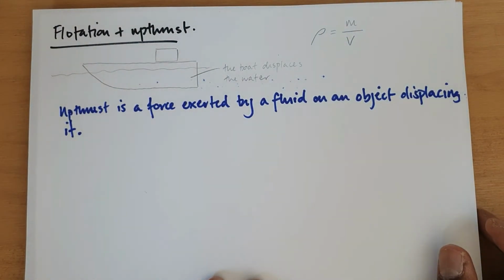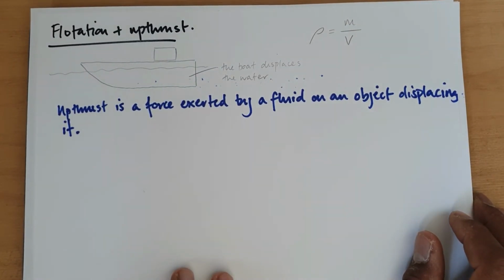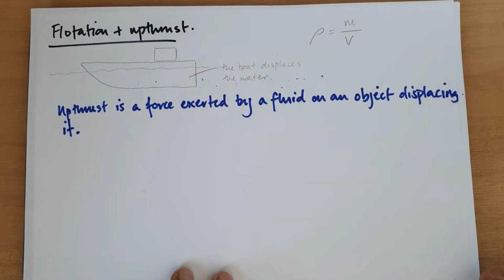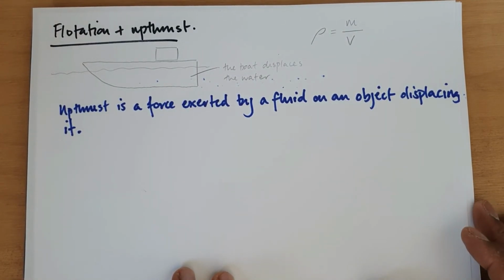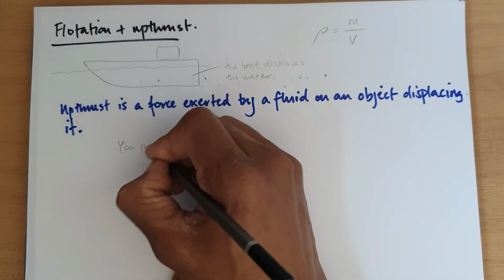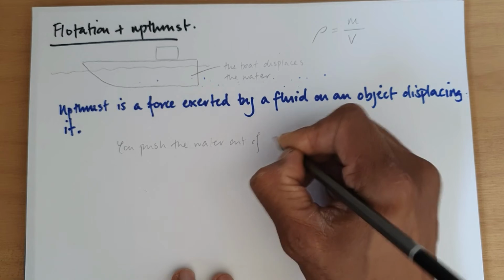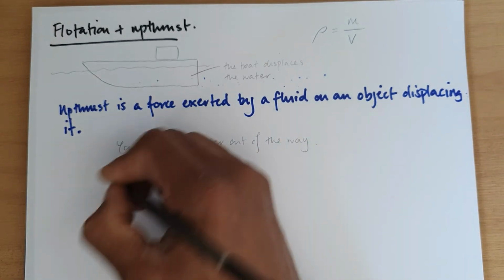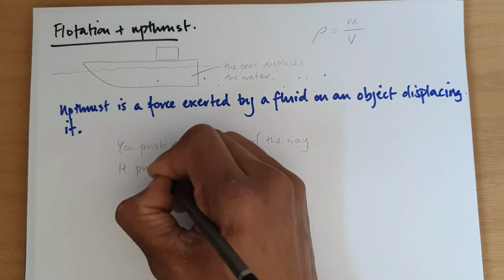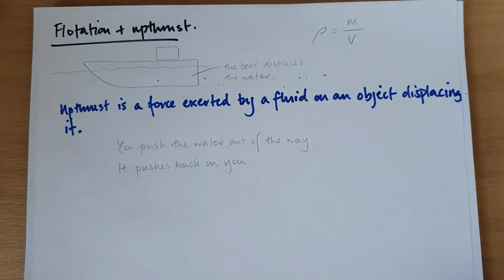Now, as you displace the water, you have to push it out of the way. And you guys know from Newton's third law that if you exert a force on an object, it will exert a force on you. So when you displace the water, you push the water out of the way, and it pushes back on you. And this force of it pushing back on you is an upwards force, so it pushes up overall.